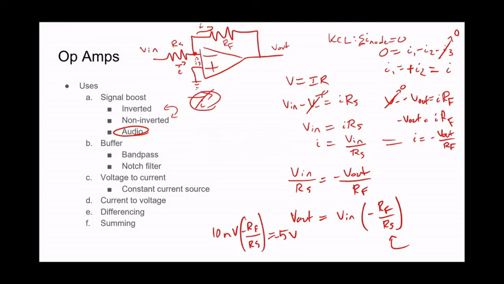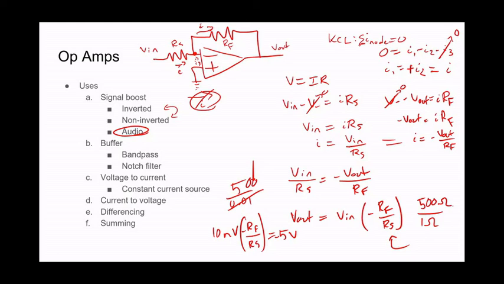Okay, so RF would just have to equal 5 divided by 0.01, or in other words, 500. So we could set RS equal to 1 ohm, which is not a very good choice, but we're going to do it anyway to make the math simpler. And RF would equal 500 ohms.